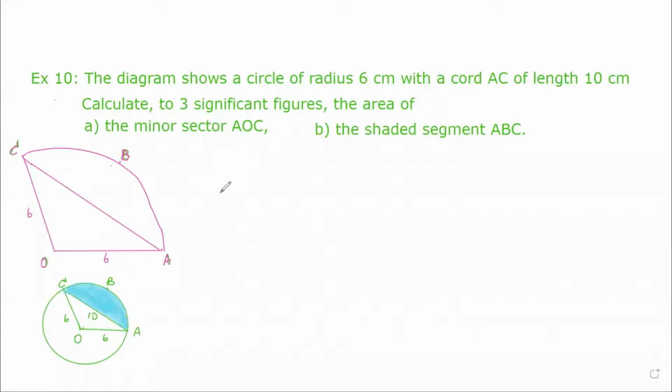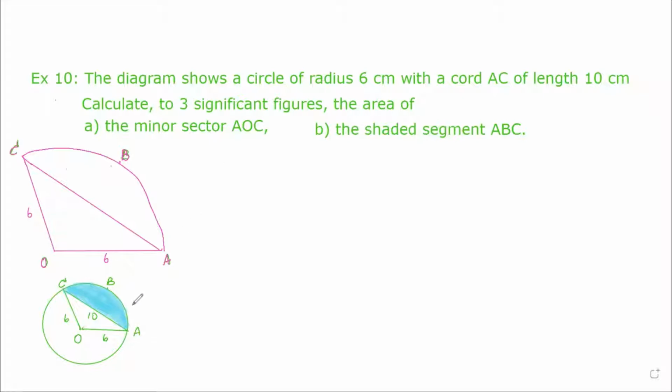Hello. Yeah, this is the last example now for this lesson. Okay, we go on for this example, the last one for the circular measures. The question says the diagram shows a circle of radius 6 centimeters with a chord. Okay, radius 6. Then now you see the question gives you the diagram below here.